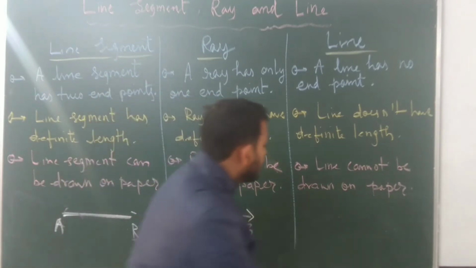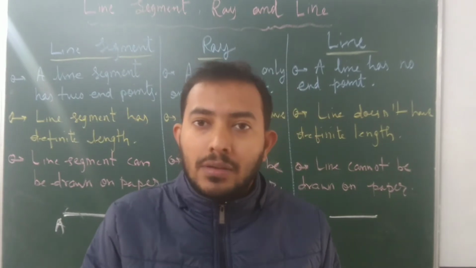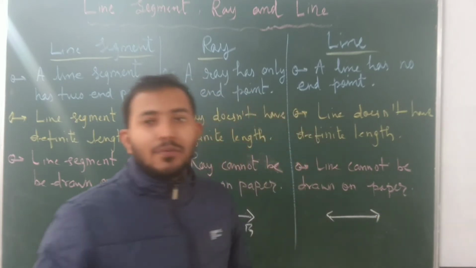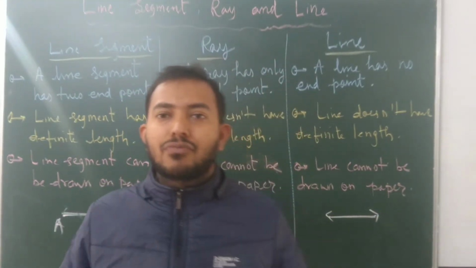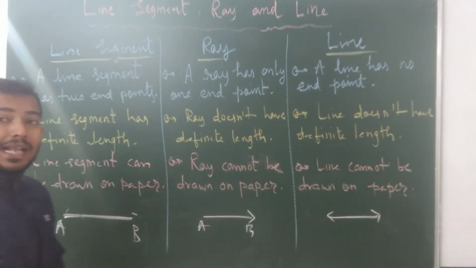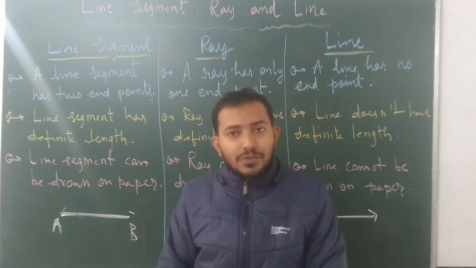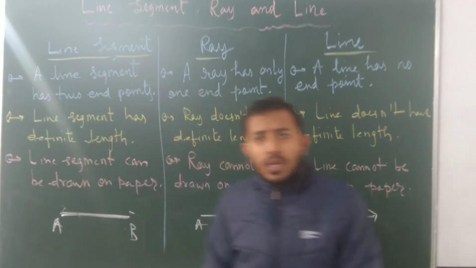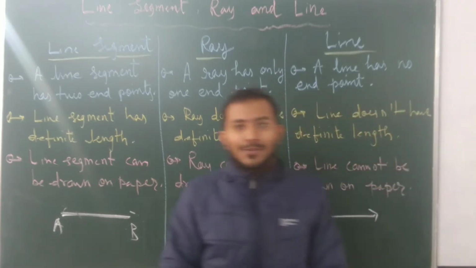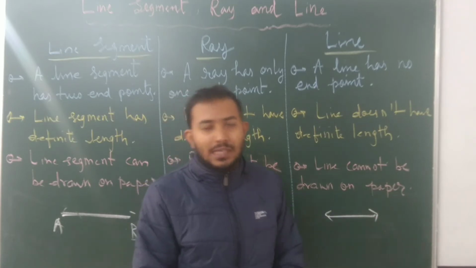Now if we take a line segment again and it extends indefinitely on both sides, then that one we call a line. So here we have three differences. You can see here. First one, the line segment has two end points. Yes, definitely. You can see two end points here, in the line segment. But in a ray, only one end point. Here you can see. The other we don't have. And in a line, of course, there is no end point, as you can see the arrow on both sides.